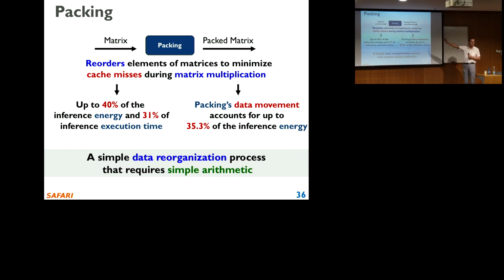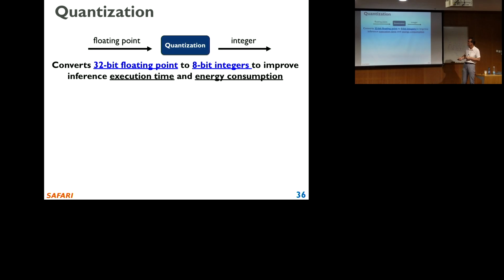And this is just one example, right? You don't need to be doing inference or any machine learning to require data reorganization. If you're doing a lot of matrix operations, you may also need data reorganization, right?